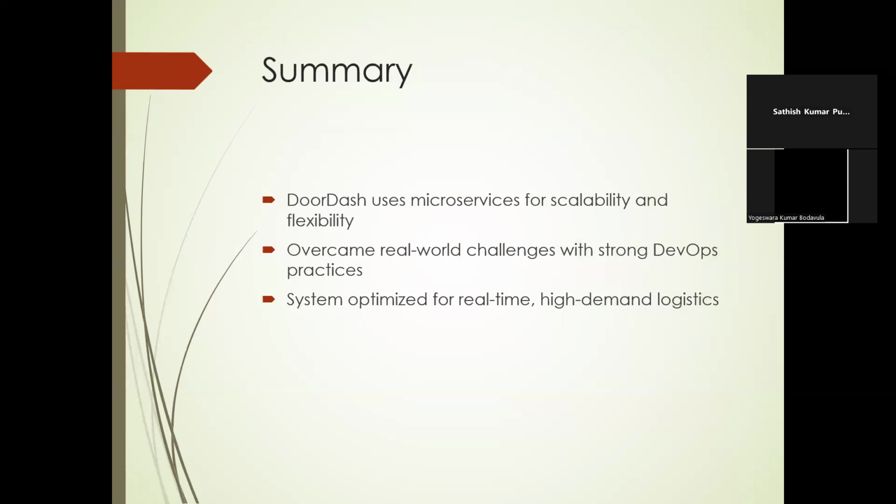And the final summary is that DoorDash uses microservices for scalability and flexibility, and it overcomes real-world challenges with strong DevOps practices, and it has a system optimized for real-time and high-demand logistics.